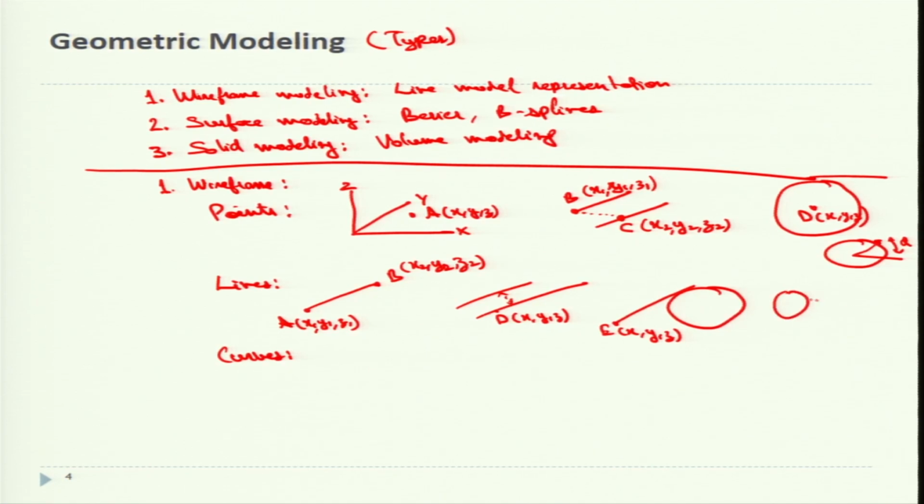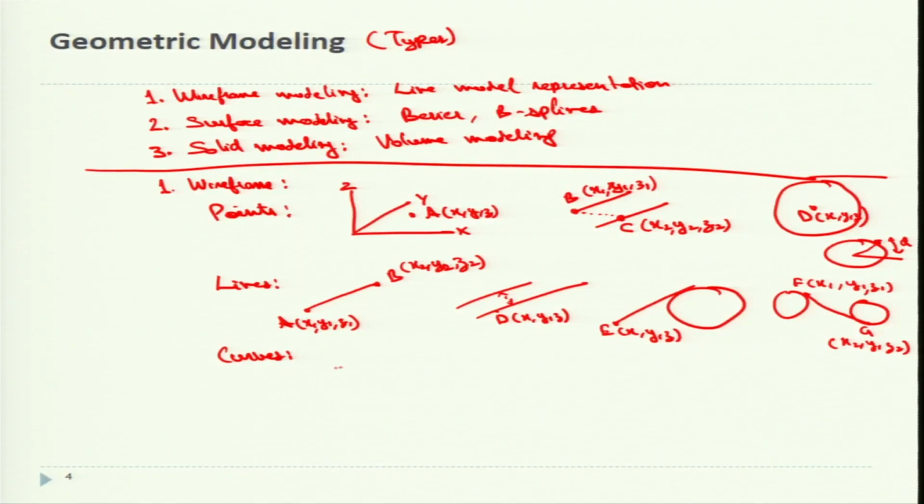Maybe it could be tangent to two circles, F and G. F is x1, y1, z1, then G is x2, y2, z2. Similarly, curves could be there. Very simple curve, if I try to start with, the circle is a very simple form of curve which is concentric, having one common center, and the distance from the center is all equal, which is known as the radius of the circle.